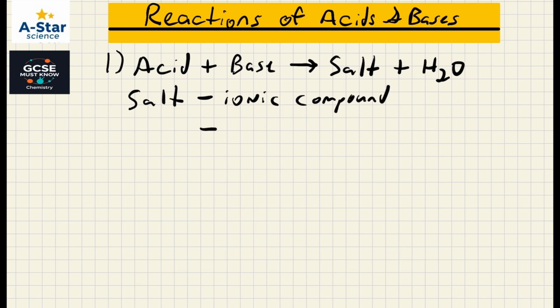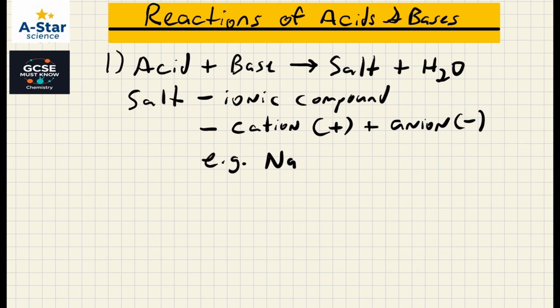Ionic compounds, as we know, have a positive cation, so that's a positive ion, bonded to a negative anion. So an example of a salt, of course, is table salt, aka sodium chloride, which has a positive sodium ion and a negative chloride ion. So let's look at an example of this reaction.